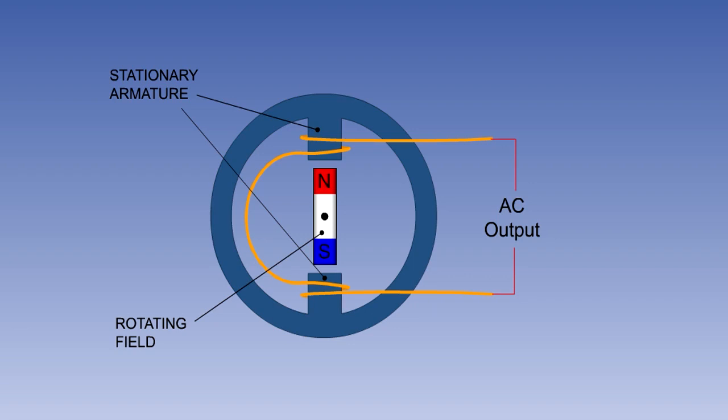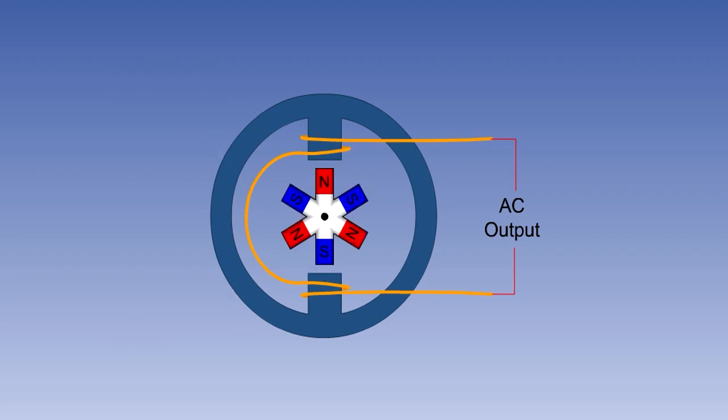Because they don't need commutators, practical AC generators normally have the positions of the field and the armature transposed from the positions used in DC generators. That is to say, the field is on the rotating assembly, and the high-power armature windings are stationary, in the same way that they are on a DC alternator, but without the rectifier. The field may have more than one pair of magnetic poles.